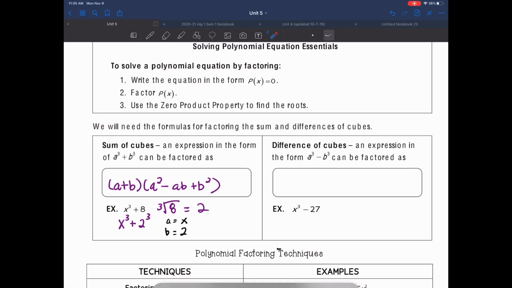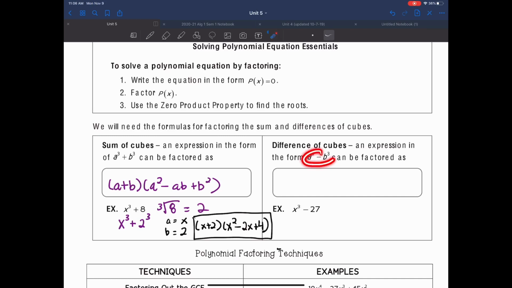So now I'm going to take these two terms and plug them into this expression above. A plus b times a squared minus ab plus b squared. So we're going to get x plus 2 times x squared minus a times b, which is 2x, plus b squared, which is 2 squared, or 4. So our answer is going to be x plus 2 times x squared minus 2x plus 4. And that is how we factor a sum of cubes. Now, what about a difference of cubes?